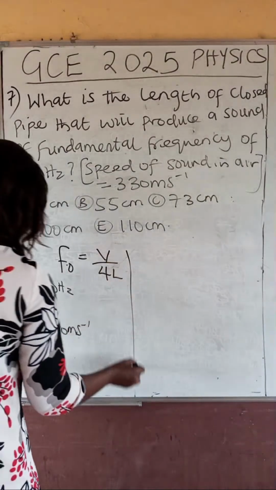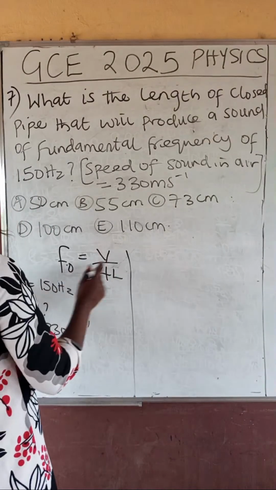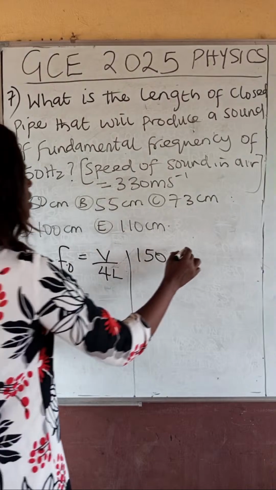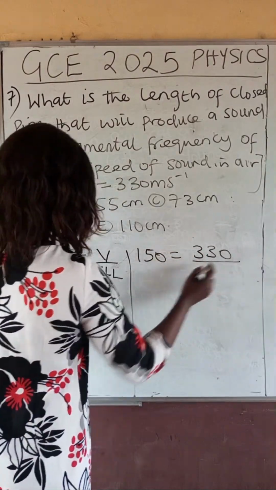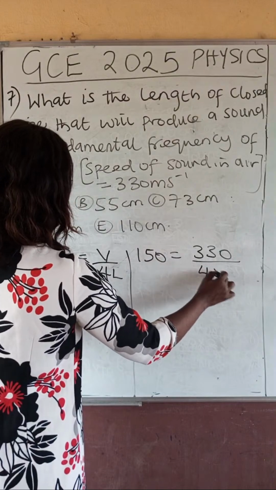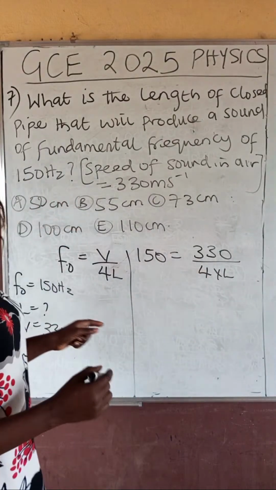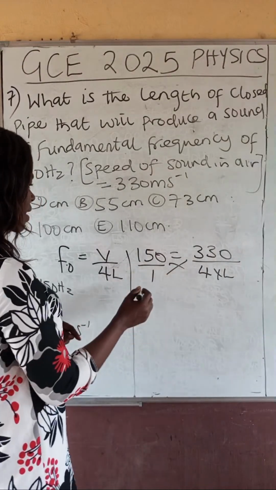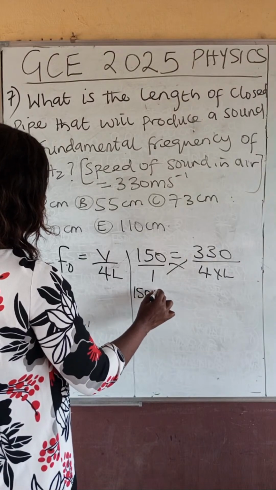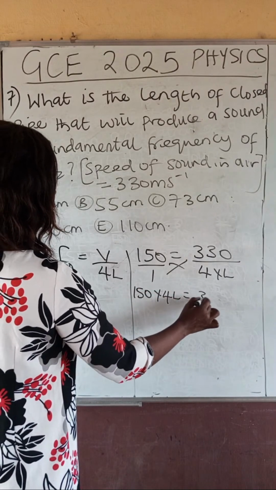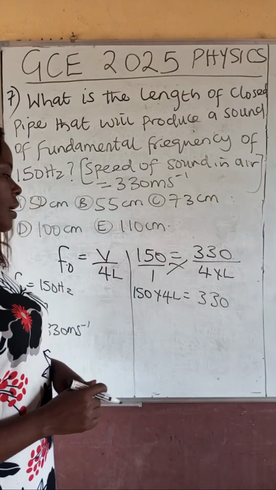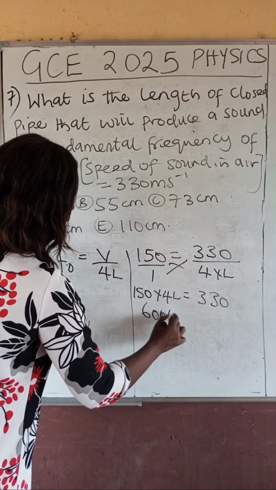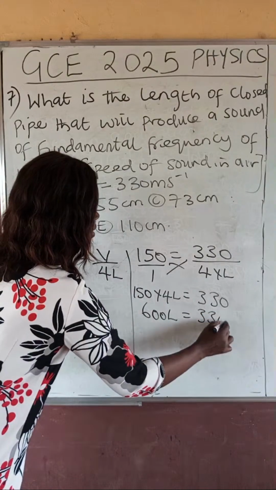Now let's go. We have this: our F naught, which is the fundamental frequency, 150, is equal to my V, 330, divided by 4L. And we are looking for L, right? I will just say this is over 1, and cross multiply. That is 150 times 4L is equal to 330. So 150 times 4 is going to give me 600, so I will have 600L is equal to 330.